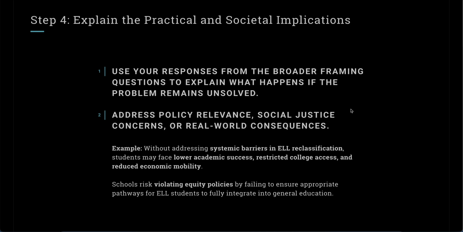Then you're going to take, again, we're just building off of those questions. So what are the practical and societal implications? So we're going to take those answers and we're going to put them together. So something like, without addressing these things, students may have lower academic success, restricted college access, and reduced economic mobility. And there is your so what. In 50 years, they are going to have less economic mobility if they do not implement this now.